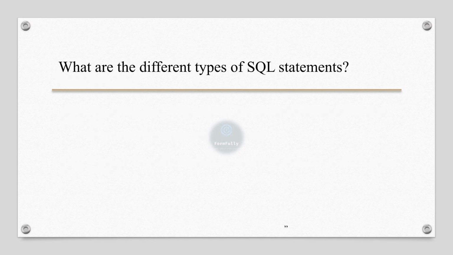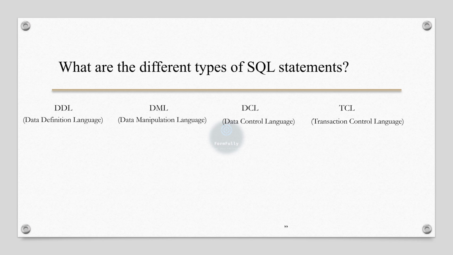Second question, what are the different types of SQL statements? Majorly, there are four types of SQL statements. The main types of SQL statements are DDL, DML, DCL, and TCL. DDL stands for Data Definition Language. These statements are used to define, alter, or drop database tables. The commands included in DDLs are create, alter, drop, and truncate. We will discuss each and every command in further slides with an example.